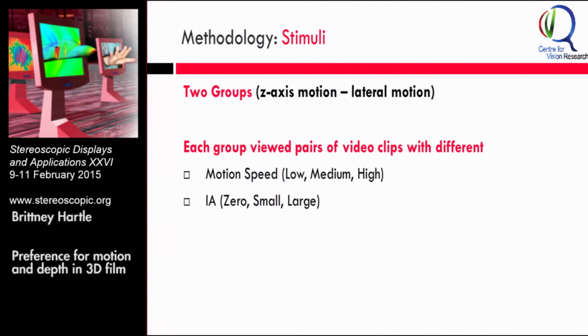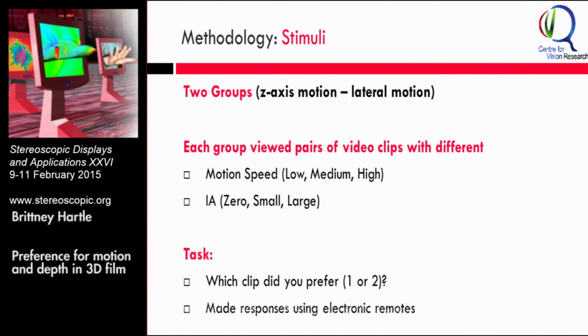So within a testing session, in a particular trial, observers would be presented with 2 video clips presented sequentially, and the task we actually asked of our observers was, which clip did you prefer, the first one that was presented or the second one that was presented? And observers gave their responses using electronic remotes, which not only greatly cut down on our test time, but also reduced coding errors within our data collection.